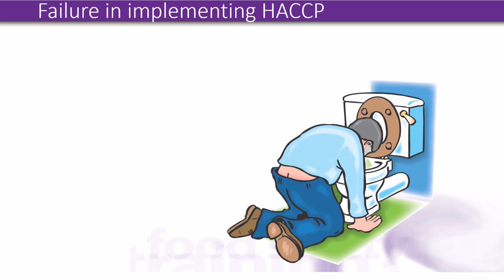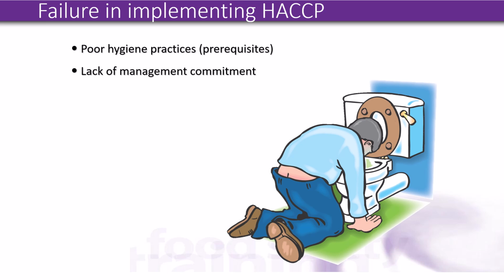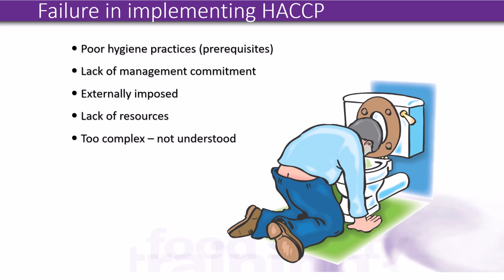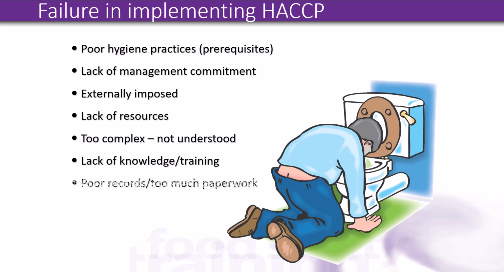Failure in implementing HACCP: poor hygiene practices, which are part of the prerequisite programs, lack of management commitment. So all of these could cause a failure in implementing HACCP. Externally imposed rather than being internally worked out with the team. Lack of resources, too complex, not understood. Lack of knowledge or training.